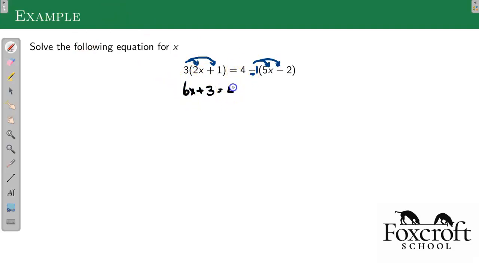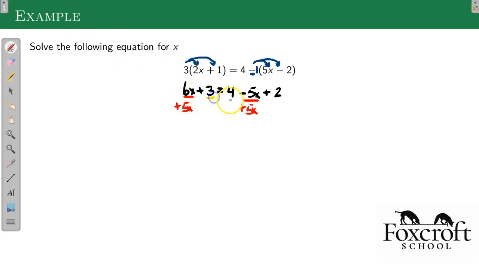This 4 is not doing anything yet. Minus 5x. When this negative 1 distributes to the negative 2, it becomes plus 2. All right, and again, we want to get all the x's on one side, so we did on the last one. Let's do it again. We want the x terms on the left, so I need to move this over here by adding 5x to both sides.